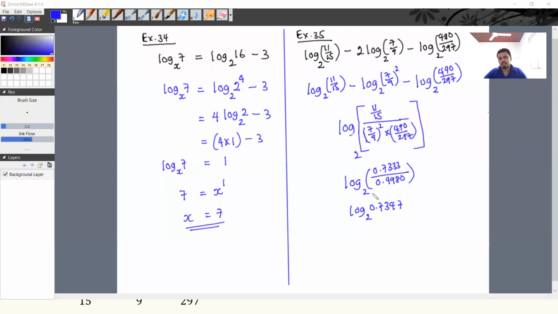So what should be the value here? Log of this one divided by log of 2. Final answer should be minus 0.44. This should be the final answer. The final answer should be minus 0.44.